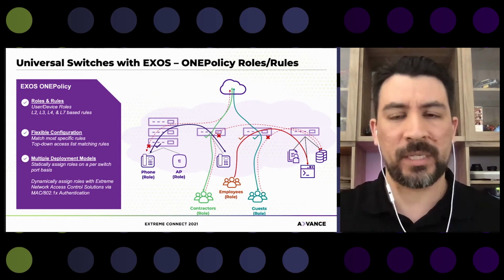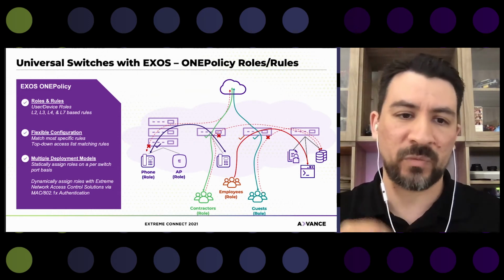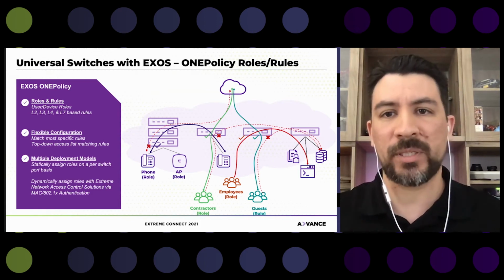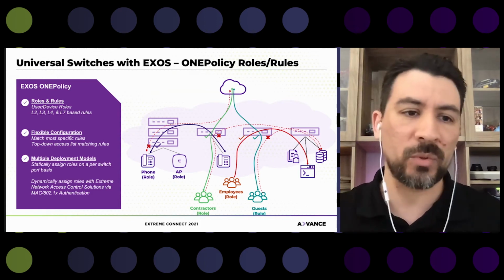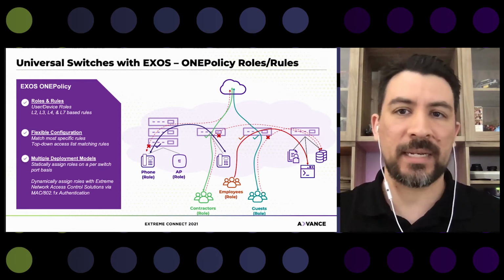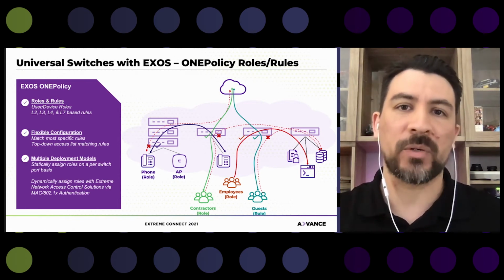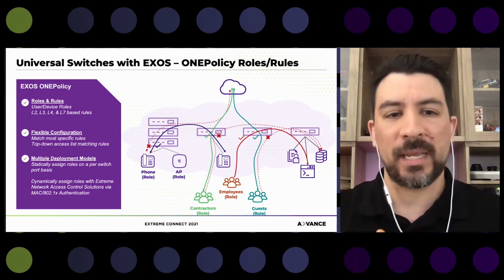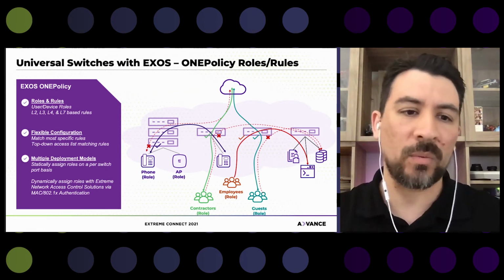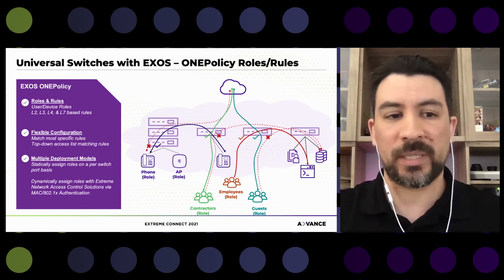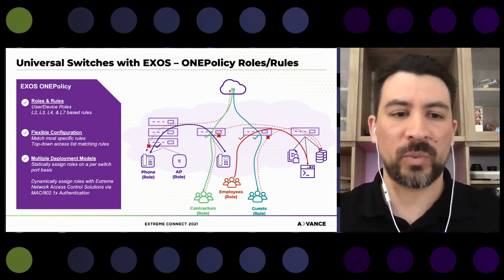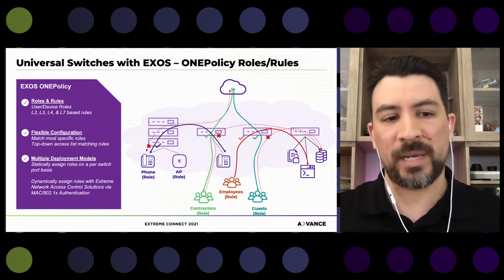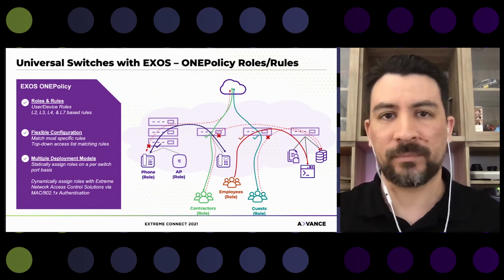We also have the ability to provide different ways to deploy one policy. One way is simply, once you create your roles and your rules, you can statically assign that role to a switch port. As your devices are connected, and if you have limited access to your networking closets, then you can keep a static assigned role. However, we also support dynamically assigning the roles when you combine the solution with our Extreme Networks Access Control solutions via 802.1x and MAC authentication.